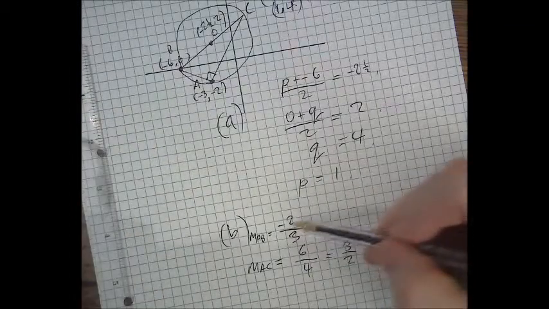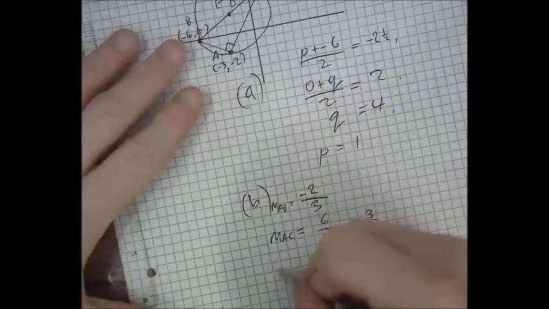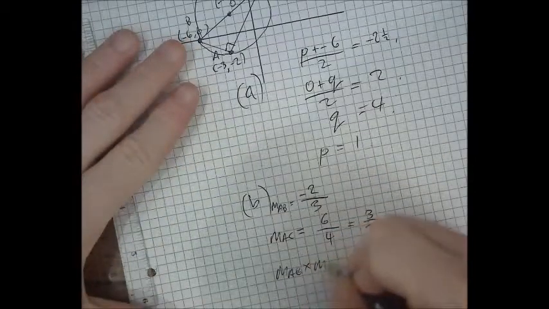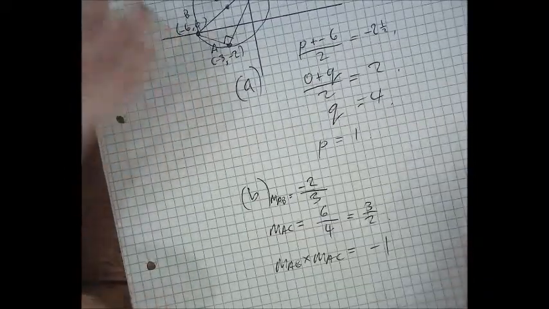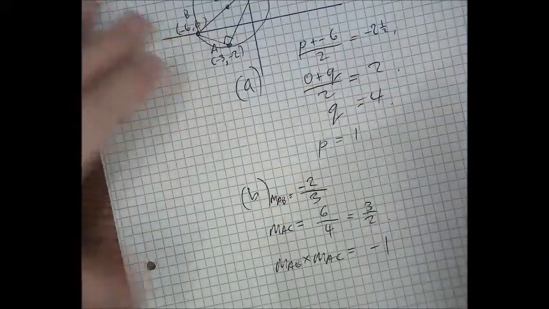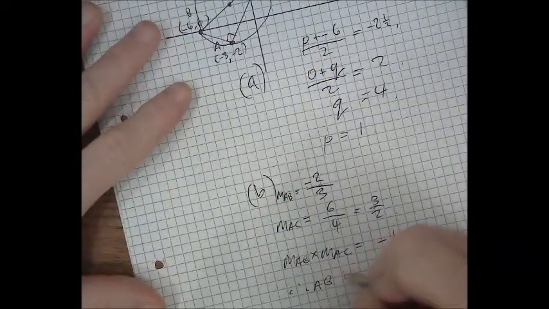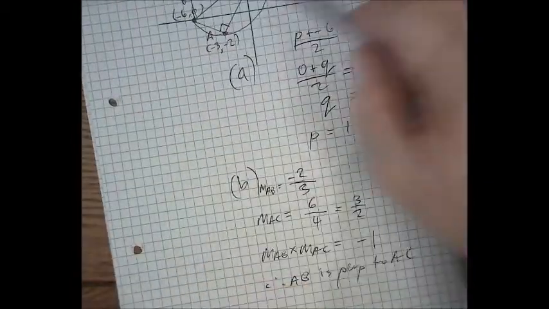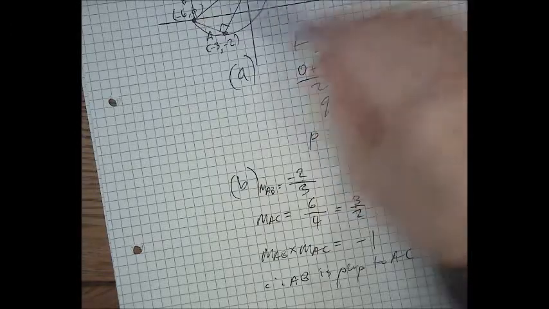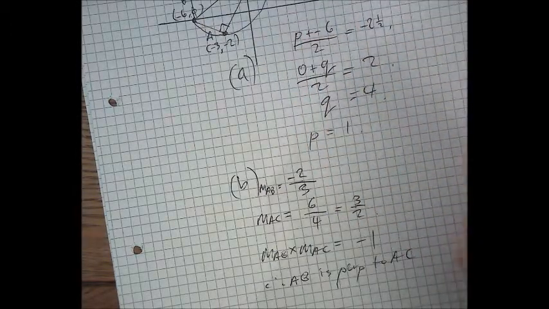And here's the pattern. That and that are negative reciprocals of each other. So MAB times MAC equals negative 1. That's just a faster way of writing negative reciprocal. That's done. So AB is perpendicular to AC. Now, of course, we already knew that because I pointed out before. The moment I was told that was a diameter, I knew that that had to be a right angle.